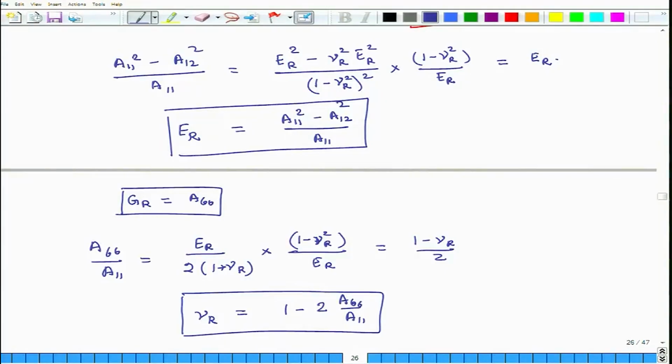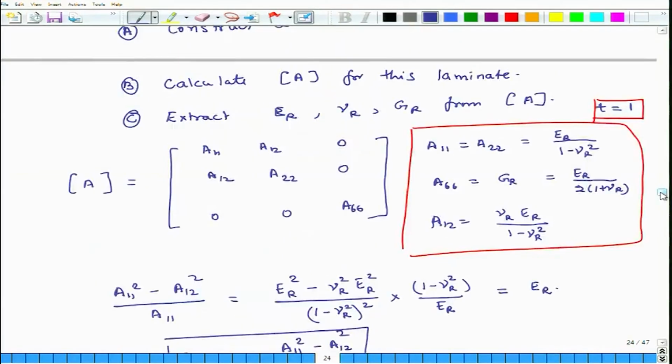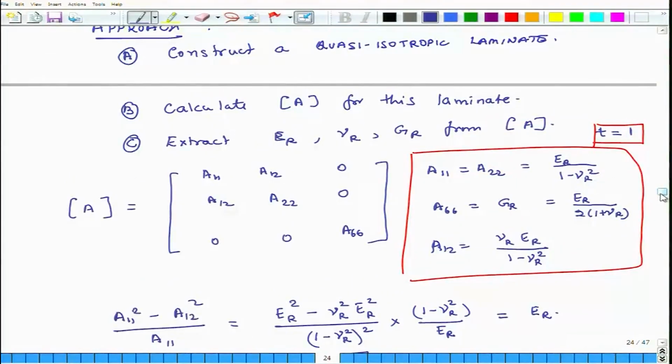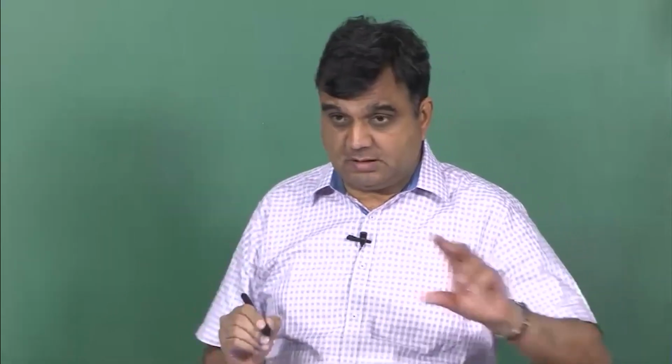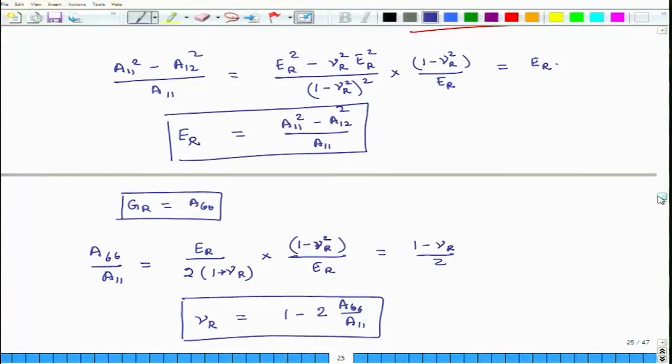So this is the overall method. So once again, what is the method? First we find out the A matrix for a quasi-isotropic laminate, and the laminate should have total thickness of unity. The total thickness of the laminate should be unity, and then corresponding to that A matrix, if I use these relations, then I can calculate ER, GR and nu R.